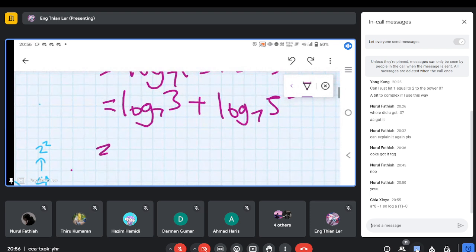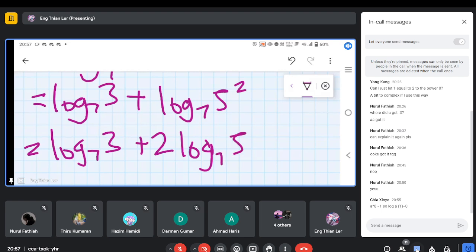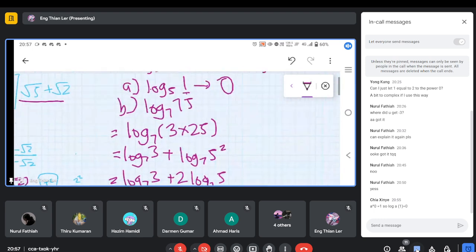So this will be log base 3 of 7 plus 2 log base 5 of 7. I mean 2 log base 7 of 5. Okay, so now we are really close. What does the question give?